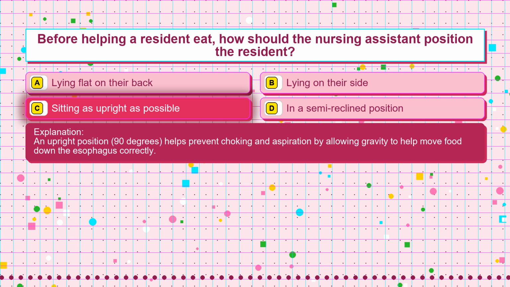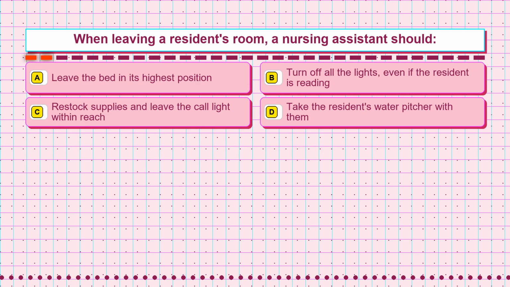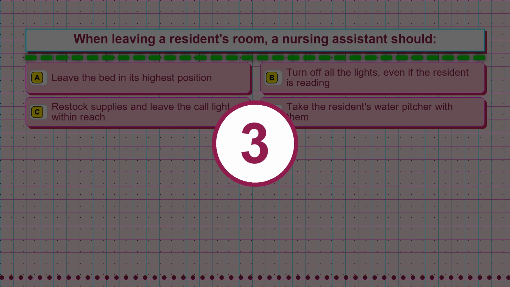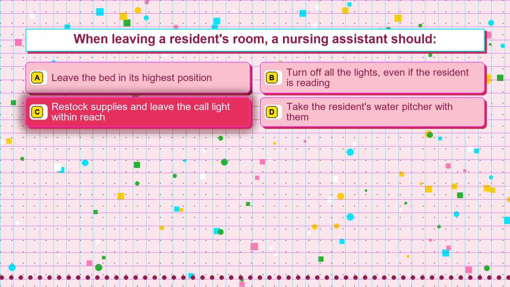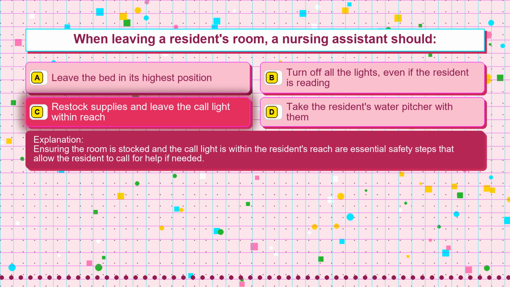correctly. Question 55. When leaving a resident's room, a nursing assistant should: Option A, leave the bed in its highest position. Option B, turn off all the lights, even if the resident is reading. Option C, restock supplies and leave the call light within reach. Option D, take the resident's water pitcher with them. The correct answer is option C. Restock supplies and leave the call light within reach. Ensuring the room is stocked and the call light is within the resident's reach are essential safety steps that allow the resident to call for help if needed.